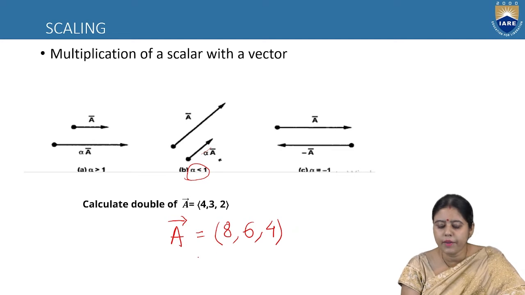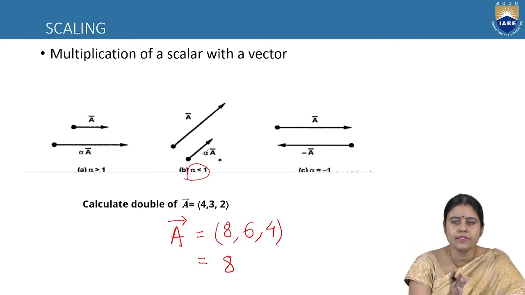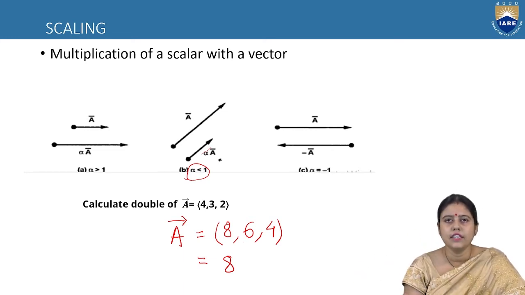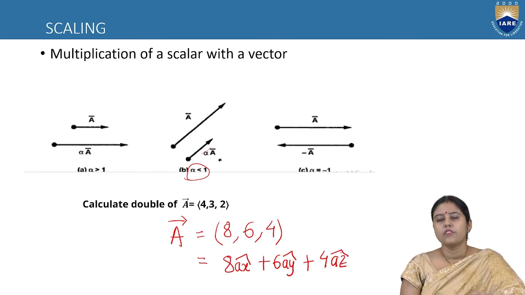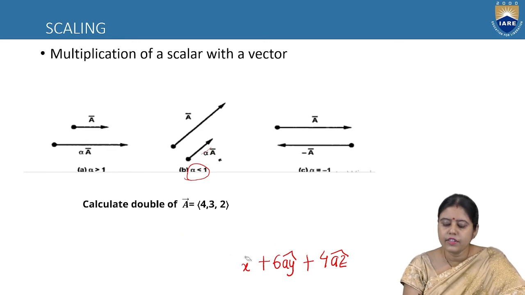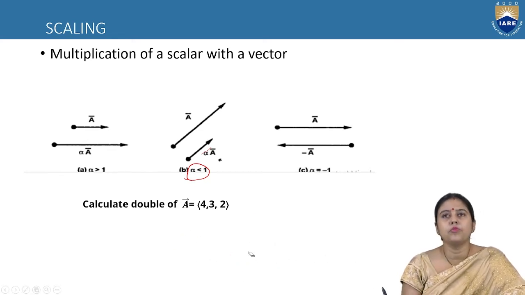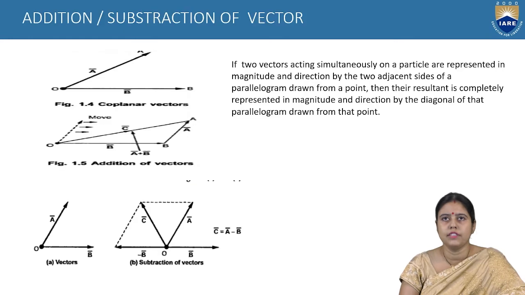And what will be its position vector? Position vector means ax plus ay plus az. So what will be the position vector? 8ax plus 6ay plus 4az. So this is the position vector of A. So double means scaling, we are just simply multiplying the vector with a scalar quantity.